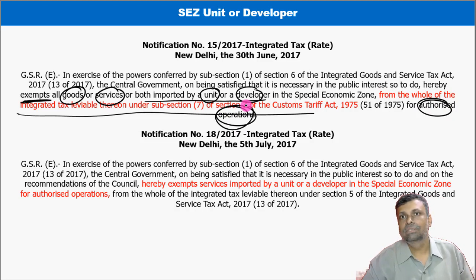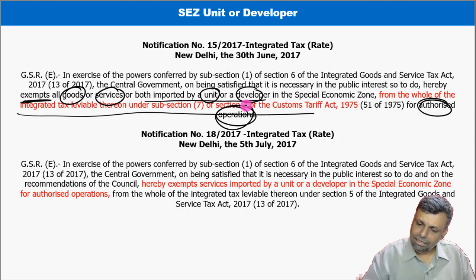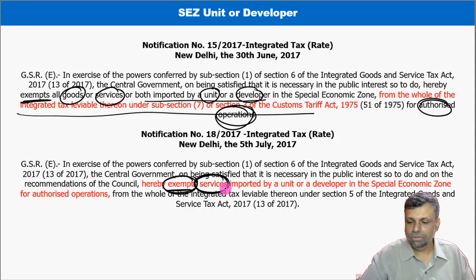So each and every operation is not covered here, and generally where you are doing exports, where it is directly linked with the exports, you will get this particular benefit. Okay. Secondly, friends, there is another exemption. So it exempts services. Now this is for the services.